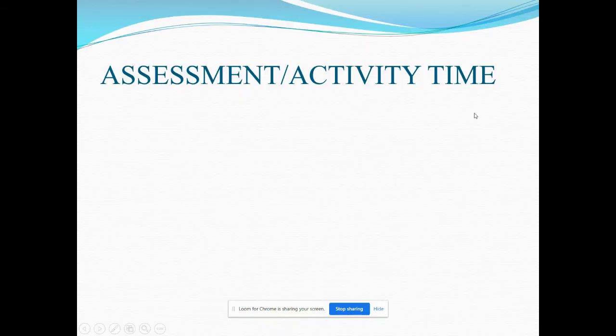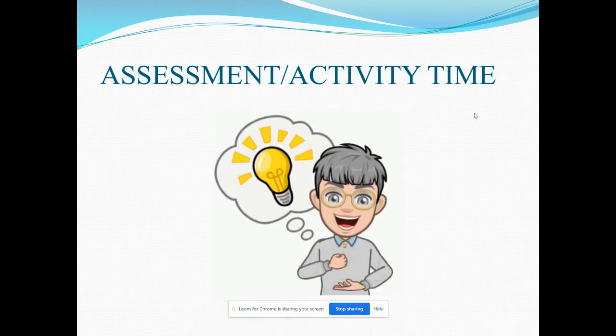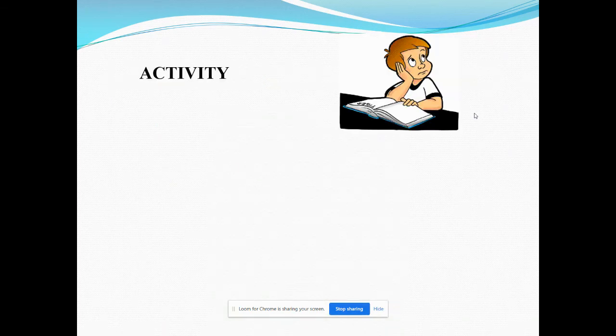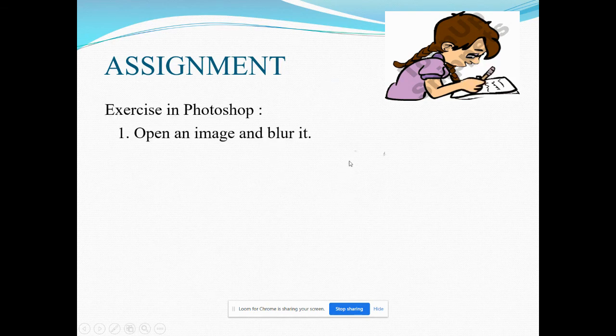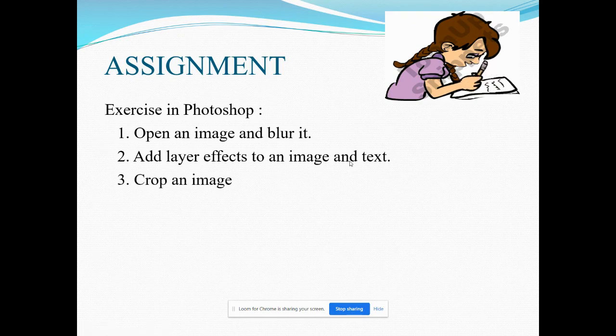Okay. So now it's assessment or activity time. So I have given an activity in your new game, that is word wall. Try playing this game. It will be quite interesting. And you have an assignment, some exercise in Photoshop. You have to open an image and blur it. You have to add layer effect to an image as well as a text. And you have to crop an image.